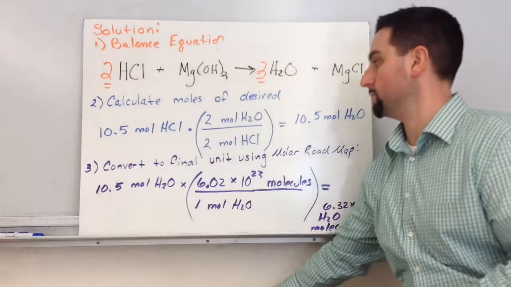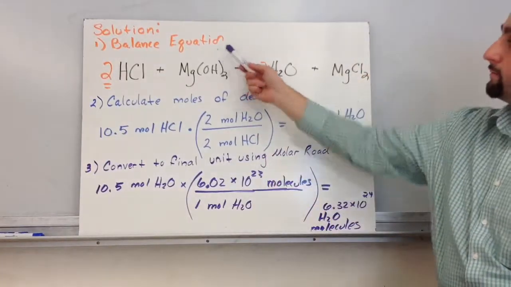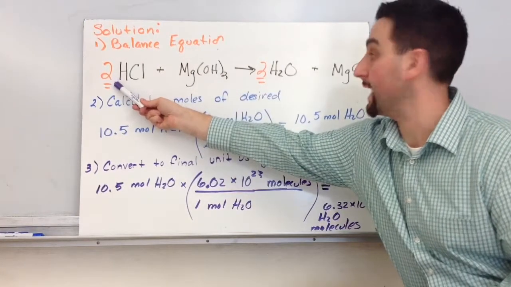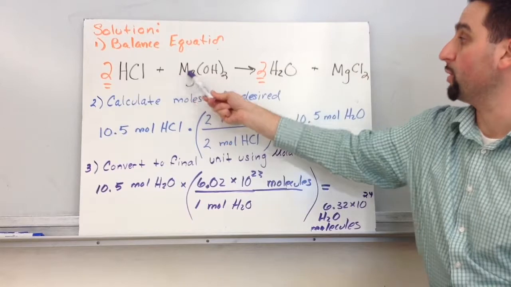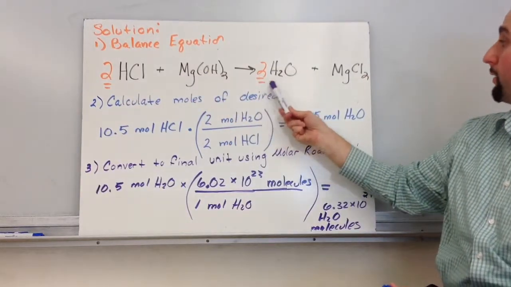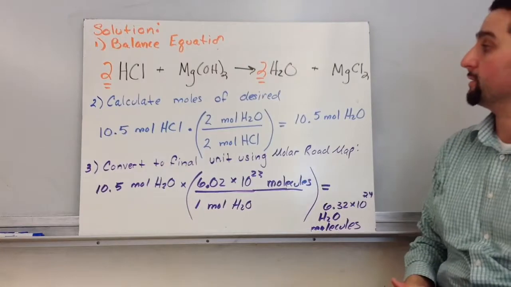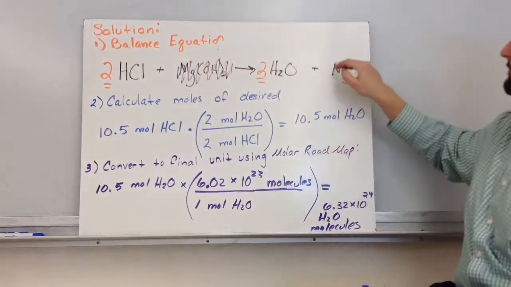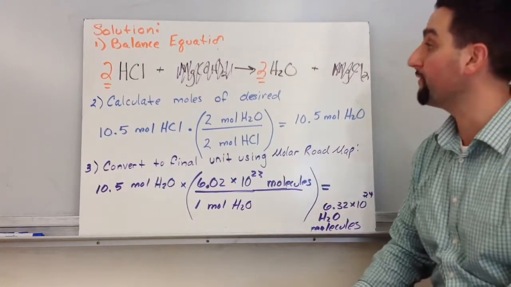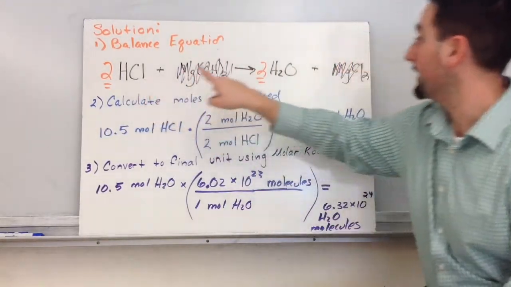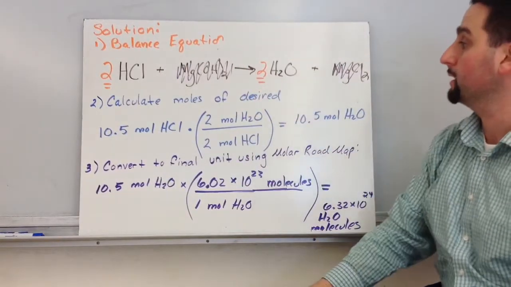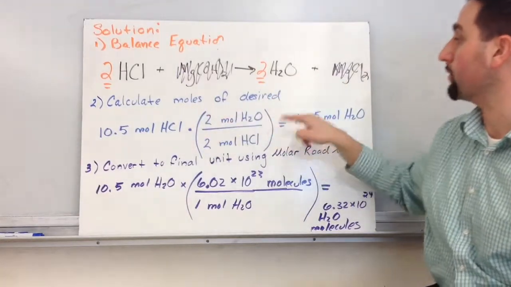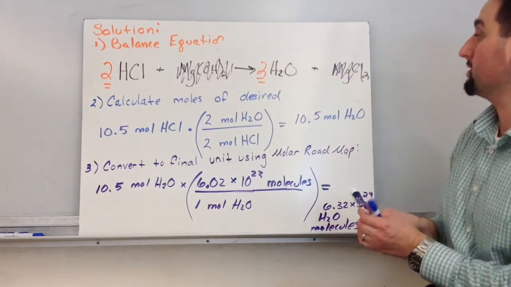Here's my solution. Number one, let's get our molar ratios. I put a 2 in front of hydrochloric acid, there's a 1 in front of MgOH2, a 2 in front of water, and 1 in front of magnesium chloride. But once again, I don't even need these two substances. Why? Because I'm focusing on my HCl and how much water is going to be produced from it. Once we balance the equation, we want to calculate the moles of our desired substance.